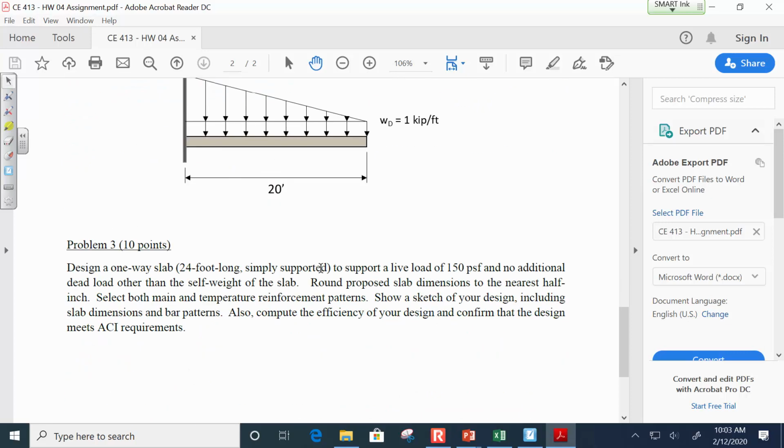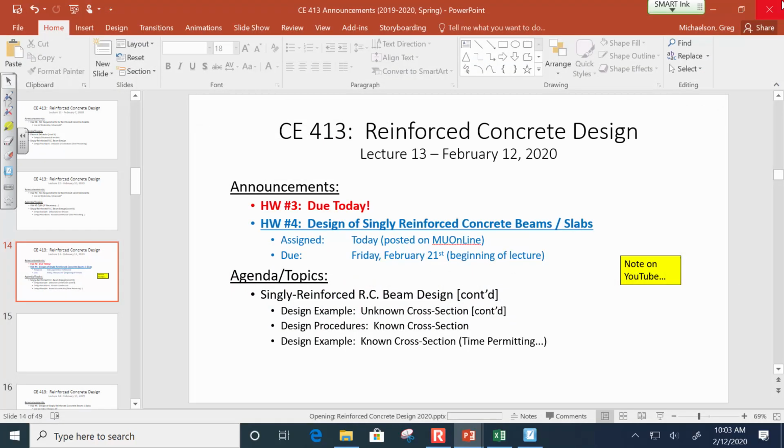We haven't done slab design, but you're going to see in a second. We're going to see later on how problem 2 and problem 3, a known cross-section design and a slab design, are actually very, very similar. But that'll become clear when we get into that. Sound good?